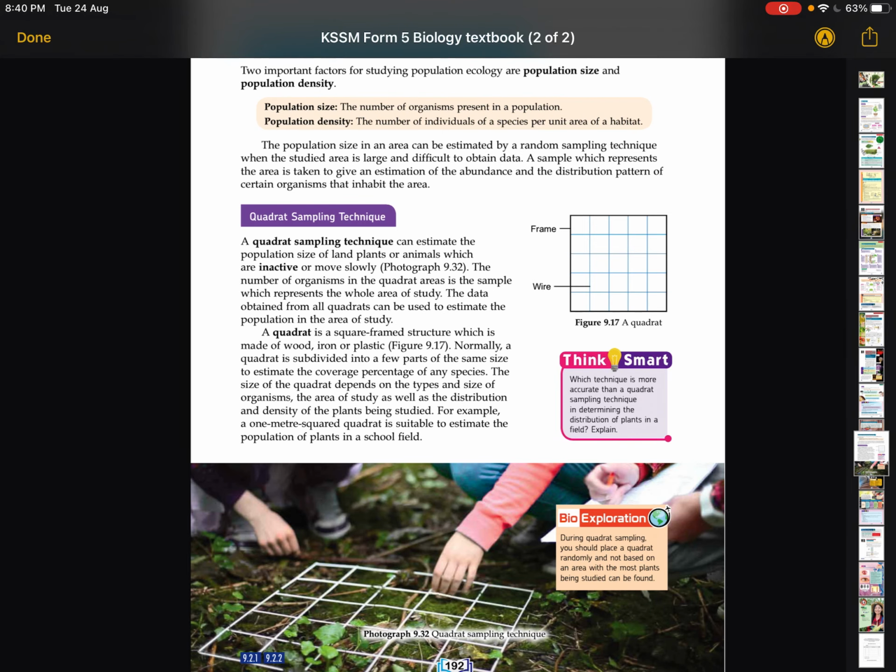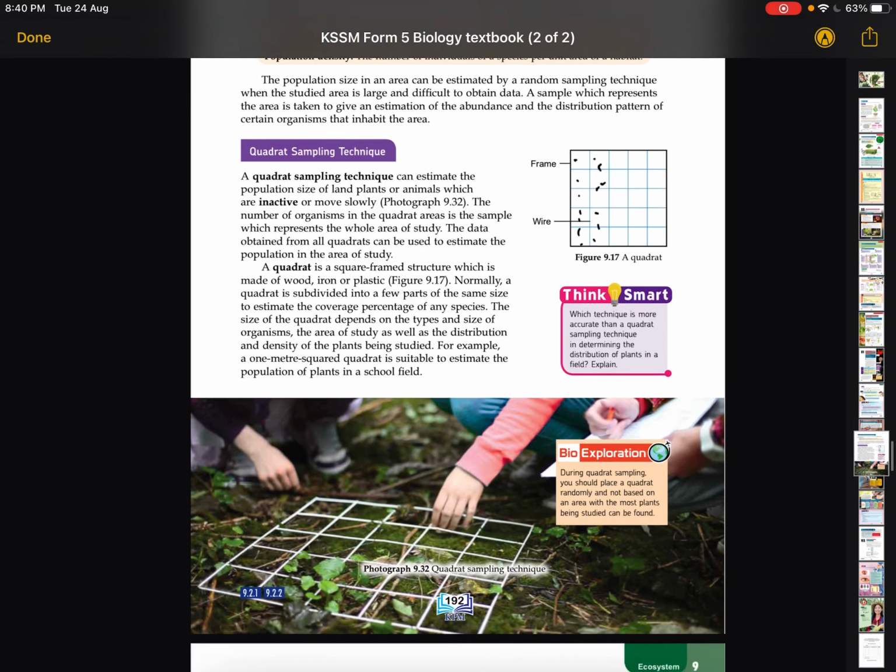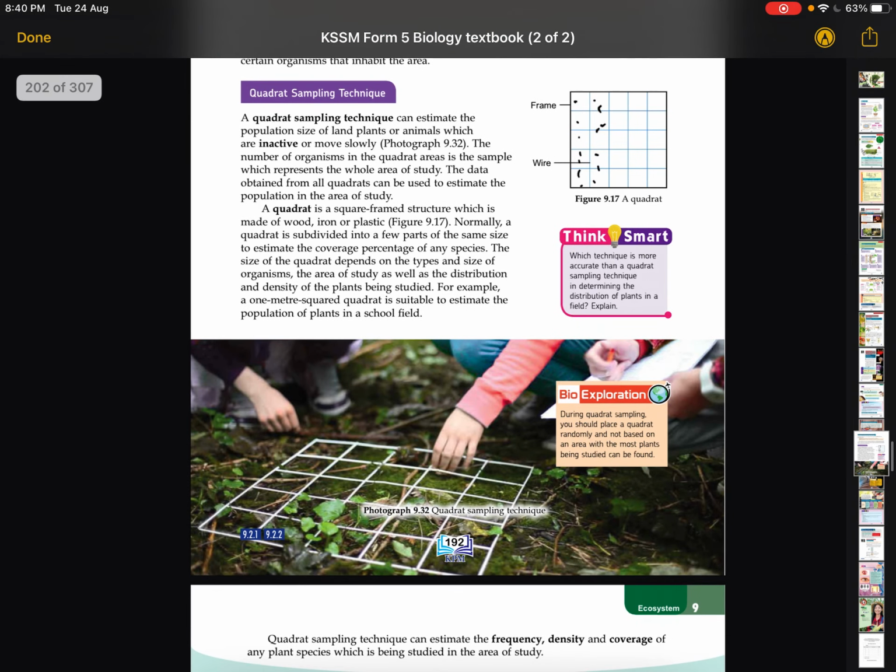So what you use is a quadrat, and the quadrat can be divided into smaller quadrats, and you can use the frame to count how many organisms are there per each frame, per each quadrat. And then after that, you sum that all up together, or you use the quadrats to find the size, density, and frequency.